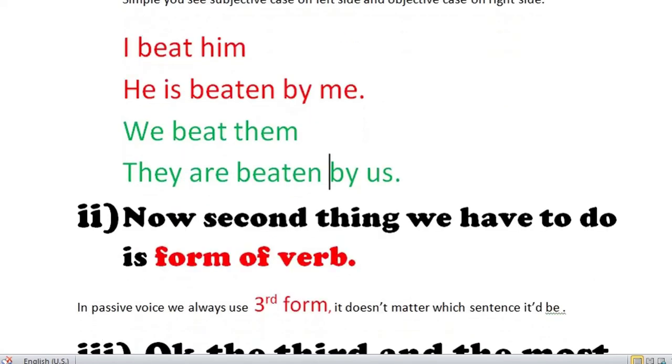Okay. The next change, the second change that we have to make in the passive voice, is the form of the verb. Just keep in mind, every time we use passive voice it takes the third form. Whichever the sentence, we just put the third form in the passive voice.